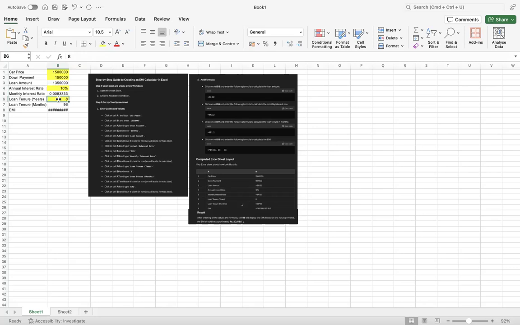Now, how many years? It is already mentioned as 8 years. That means how many months? 8 into 12. 12 8s are 96. So you're multiplying with 12. Why? Because each year contains 12 months. So you have to multiply B6 into 12. So 12 8s are 96. Now, just enter the formula and then press enter.